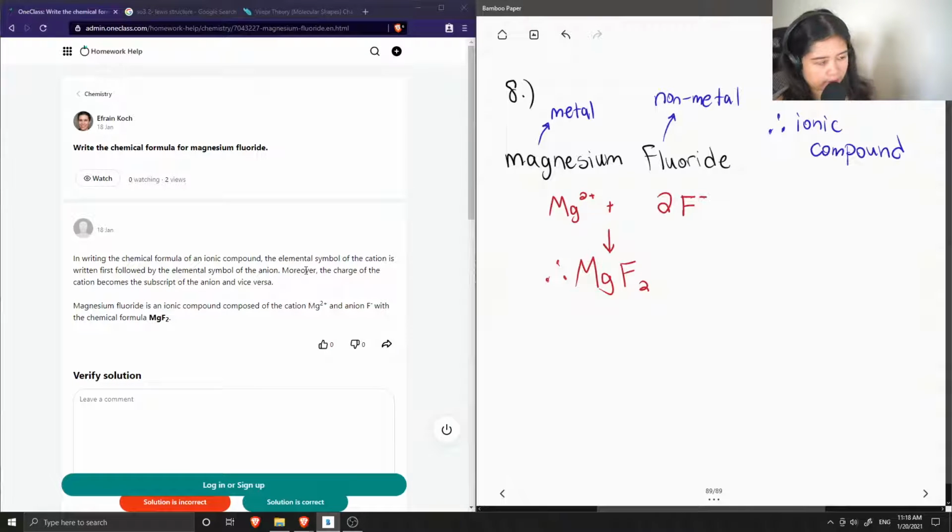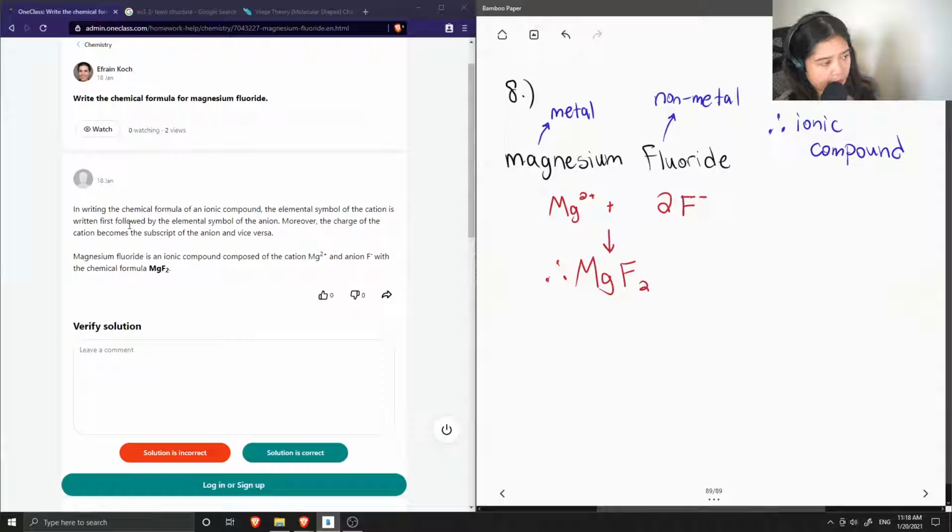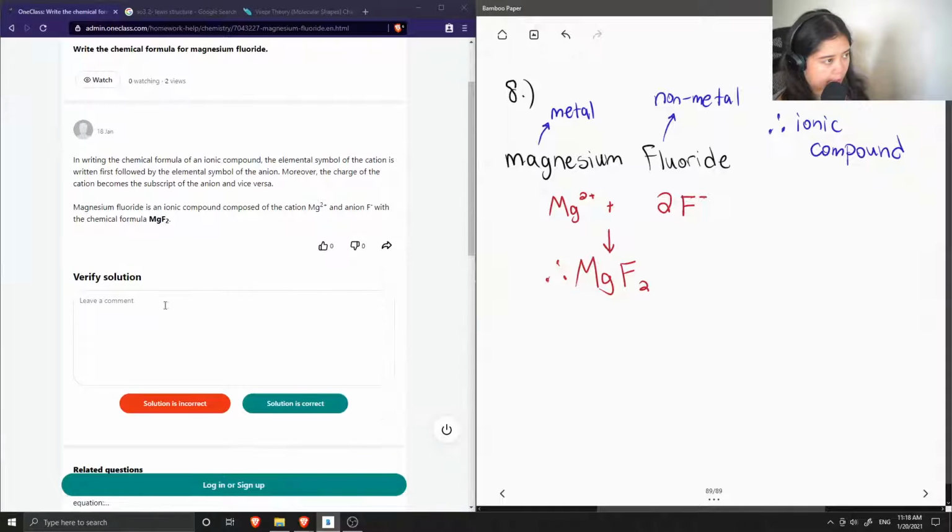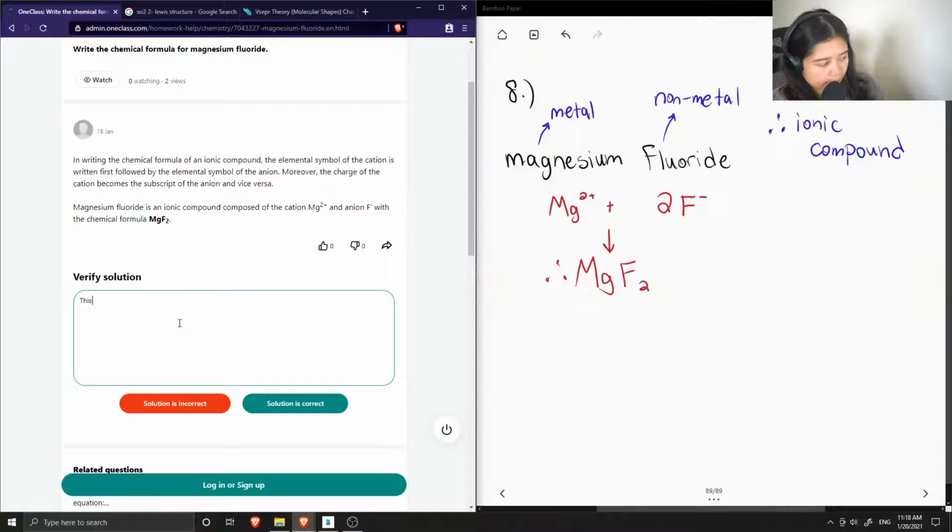So now let's see what the junior tutor said. They said in writing the chemical formula of an ionic compound, the elemental symbol of the cation is written first, followed by the elemental symbol of the anion. Moreover, the charge of the cation becomes the subscript of the anion and vice versa. Magnesium fluoride is an ionic compound composed of the cation Mg2+ and anion F- with the chemical formula MgF2. Yep, so this solution is correct.